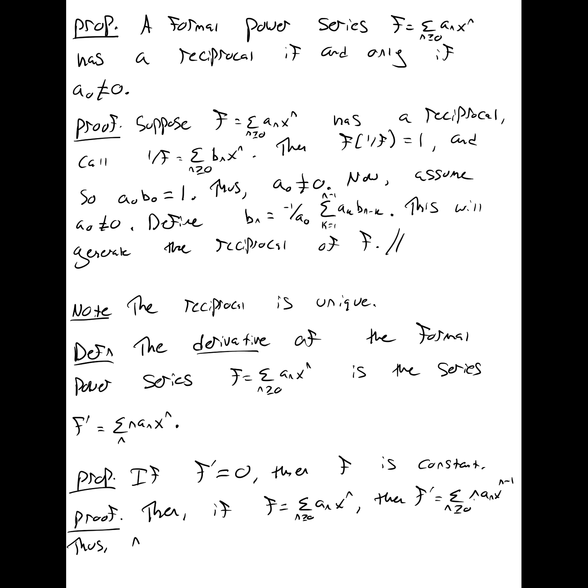Thus, n times a sub n is equal to 0 for all n, right? We claim that this entire thing is equal to 0, so it's all going to be equal to 0. And since this is the case, then it must be the case, thus, that a sub n must be equal to 0, because certainly n is never equal to 0. And this must be true for all n. So f is constant.